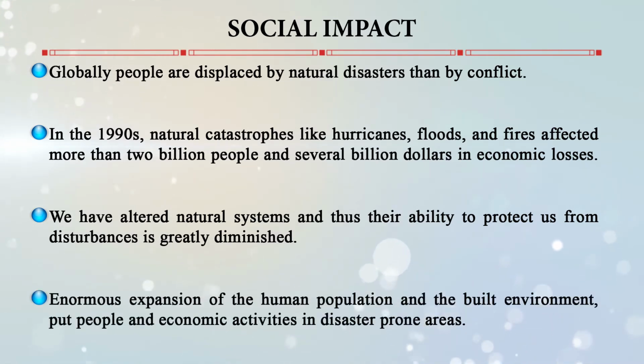The enormous expansion of the human population and the built environment has put people and economic activities in disaster prone areas. Even if you see the settlements, many people have settled along the floodplains and along the coastal sides. So when there are hurricanes or cyclones, more and more people are displaced because of these events.